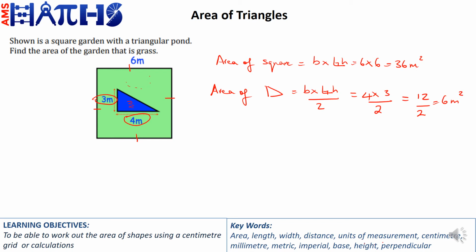Now we only need to give the area of our garden that is grass. So we need the green section. So all we have to do is subtract the area of the triangle from the area of the square. So the area of the square was 36. We need to subtract the triangle's area, which is our pond, which was 6. And so that gives us 30 meters squared. And that is our bit that is grass.